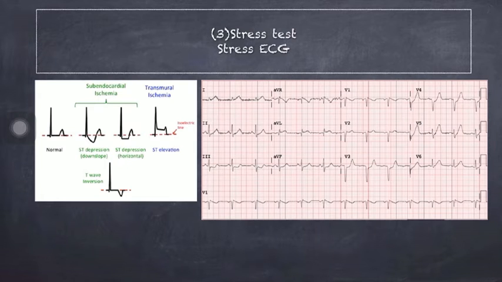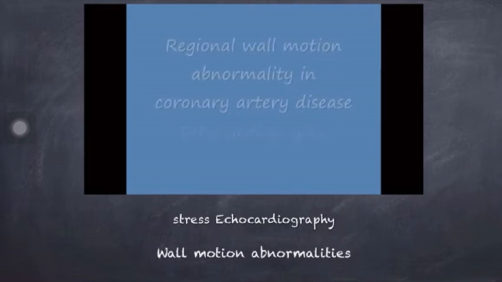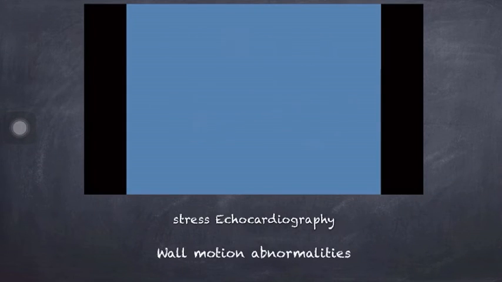On stress ECG, we can see ST segment depression due to subendocardial ischemia. Here on lead 2 and lead 3, we can see ST segment depression, which is due to subendocardial ischemia. And stress echocardiogram is done to see any wall motion abnormality, which is common in patients with coronary artery disease.